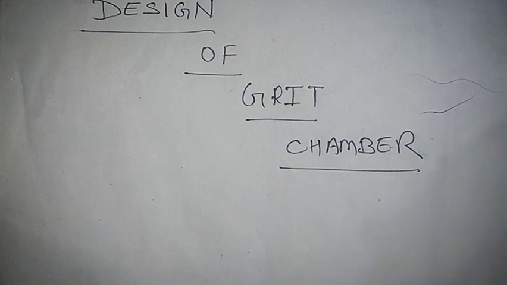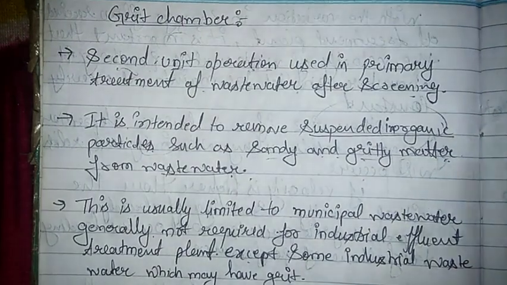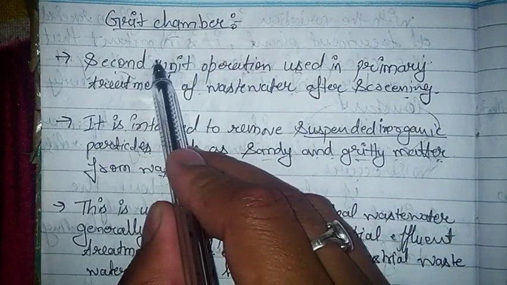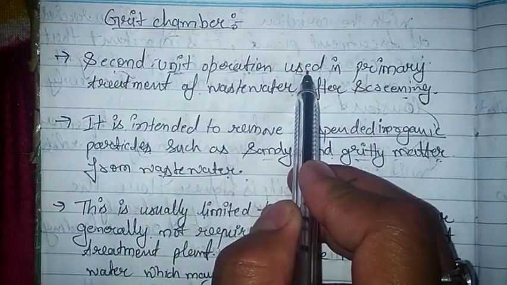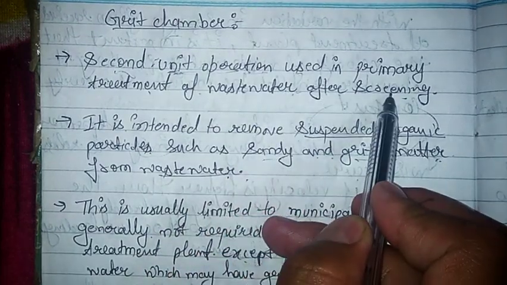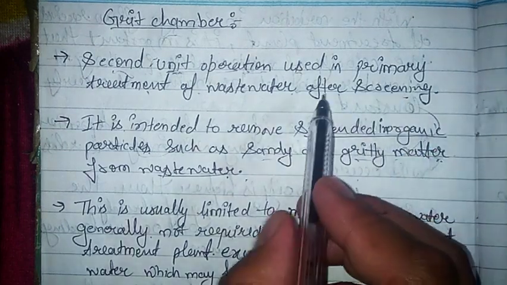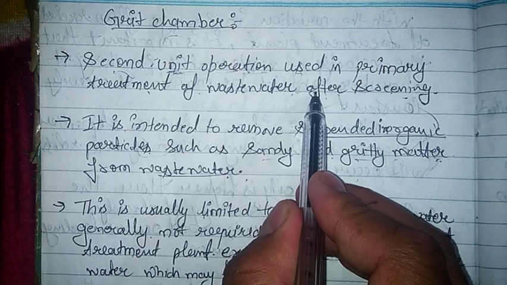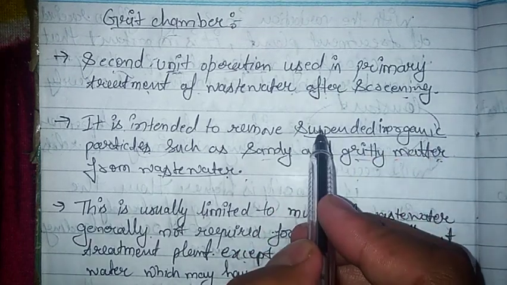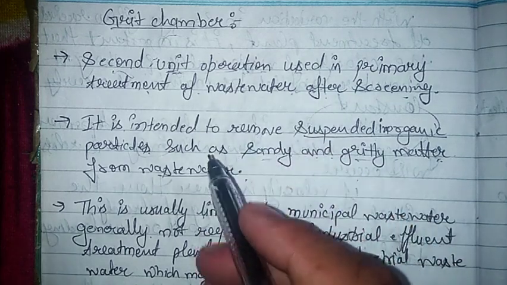Let us first of all discuss some important points about the grit chamber. It is the second unit operation used in the primary treatment of wastewater after screening. We have different treatments in a sewage treatment plant: primary treatment, secondary treatment, and then final treatment. In the primary treatment we have certain operations.